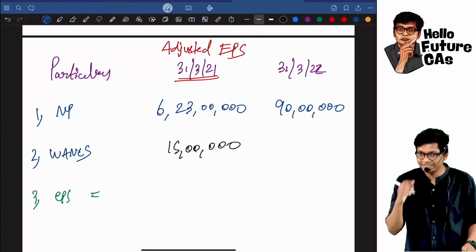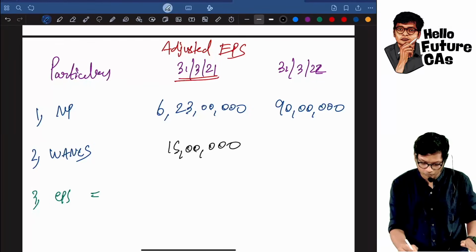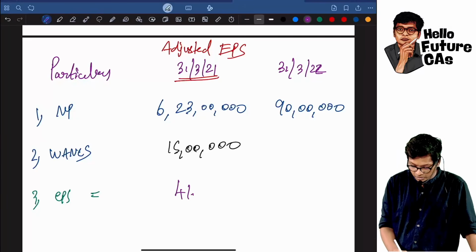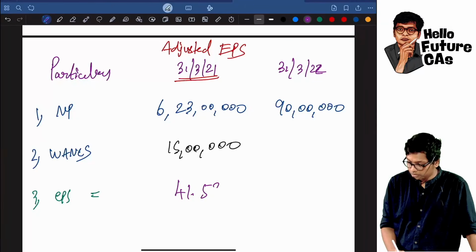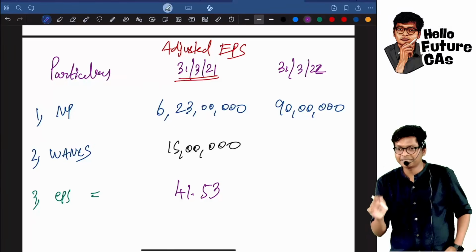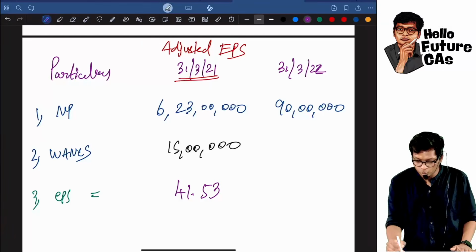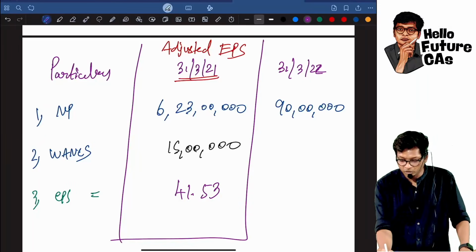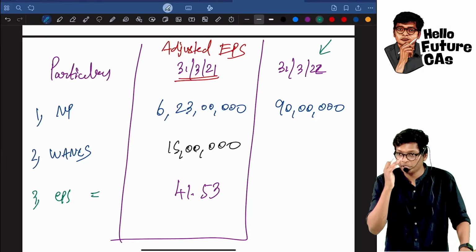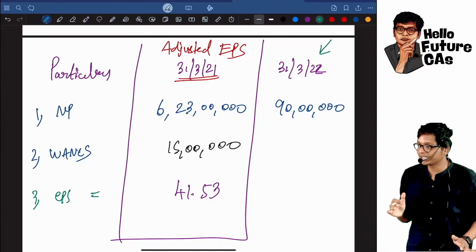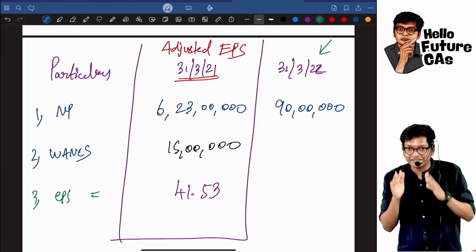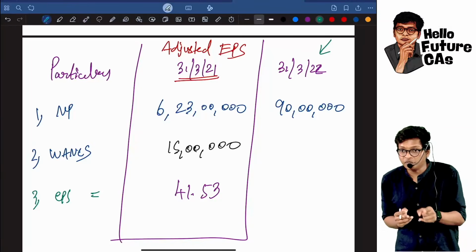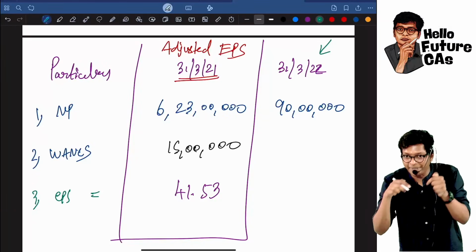How much are you getting as EPS, guys? Fast. 41.53. In this sum in the exam, if it comes, most students will not even do this last year computation. They will be focusing only on this year, and that's why you will lose marks. Are you getting it, guys? Because in the question, he has never asked you to find the previous year EPS. But he asked you to find the comparable. That means this is the comparable last year data.